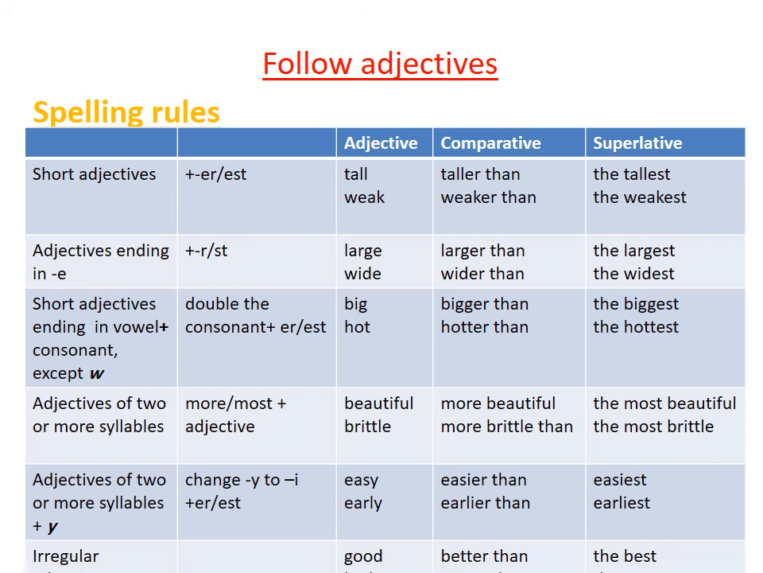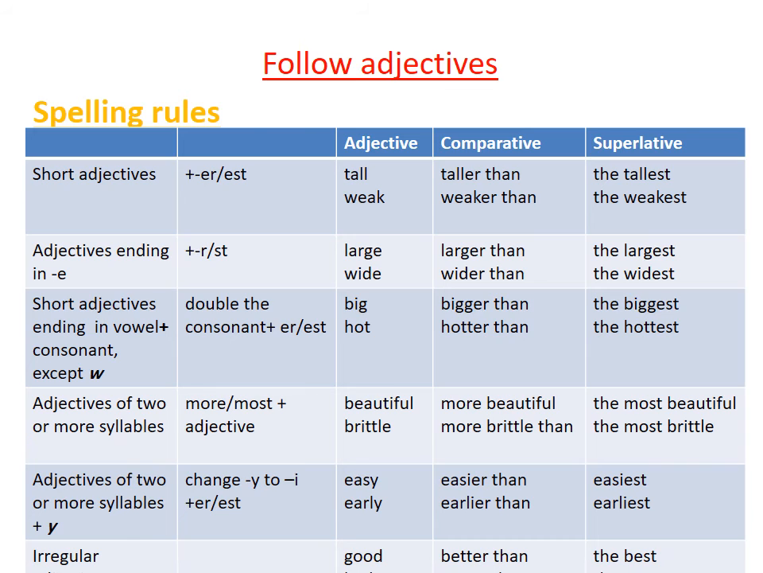For example, we have good. Good is an irregular adjective. You cannot say, for example, Aseel is gooder than Yaqoub. Because good is an irregular adjective, in the comparative it will be better than. It changes completely.